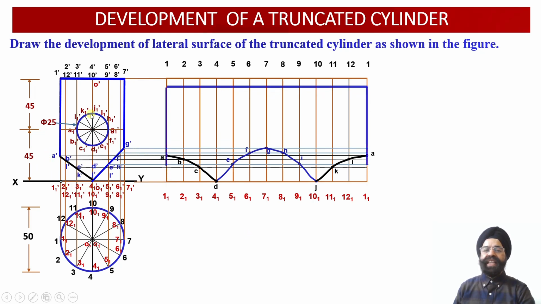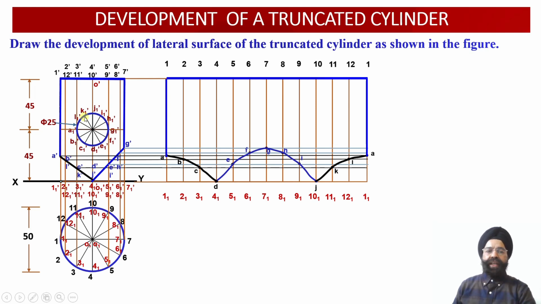So now we see that this top portion of the cylinder has not been intersected by the cutting plane, so we can join this portion over here. So now we have been able to obtain the development of the cylinder, but this circular hole we have not been able to obtain till now.